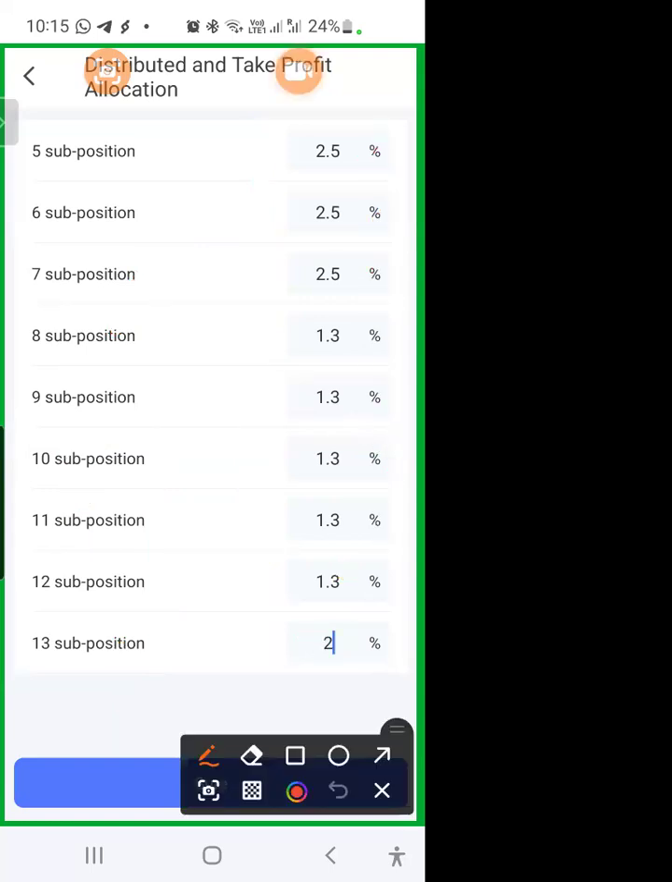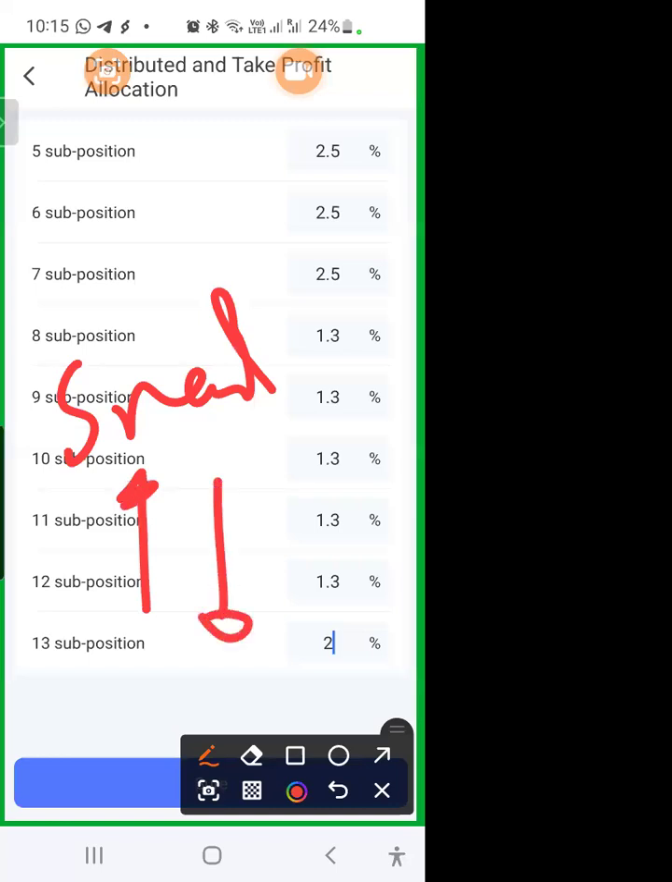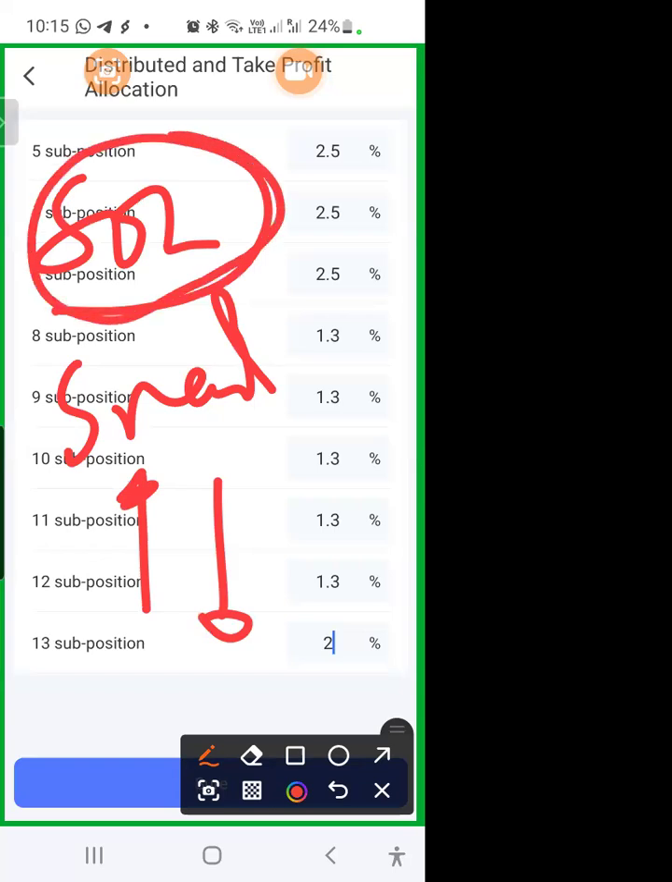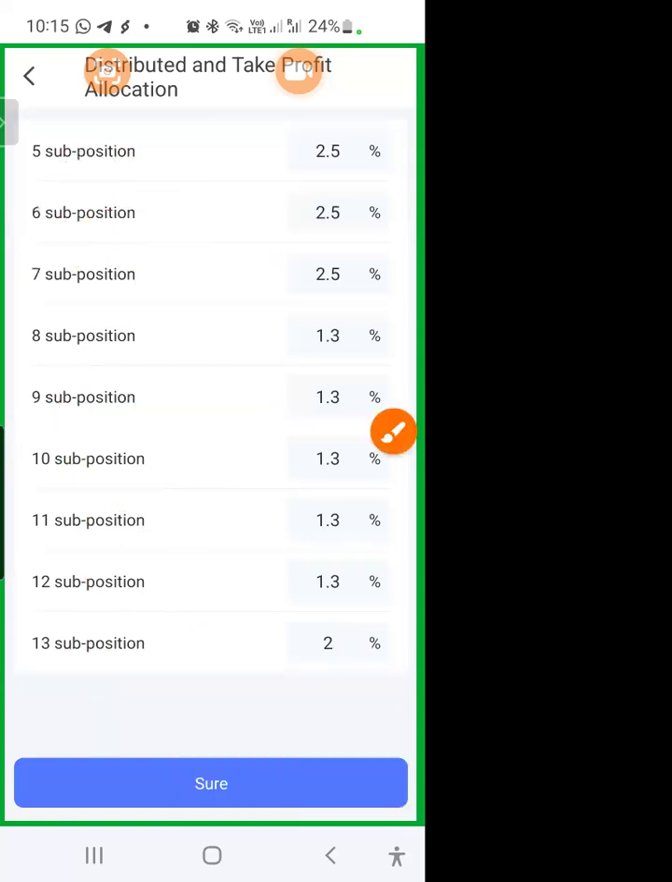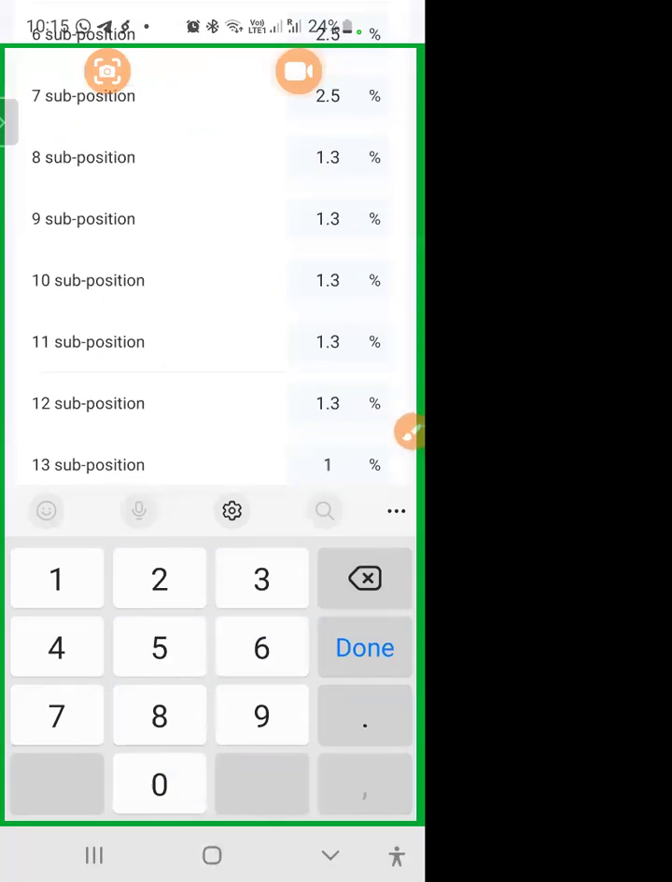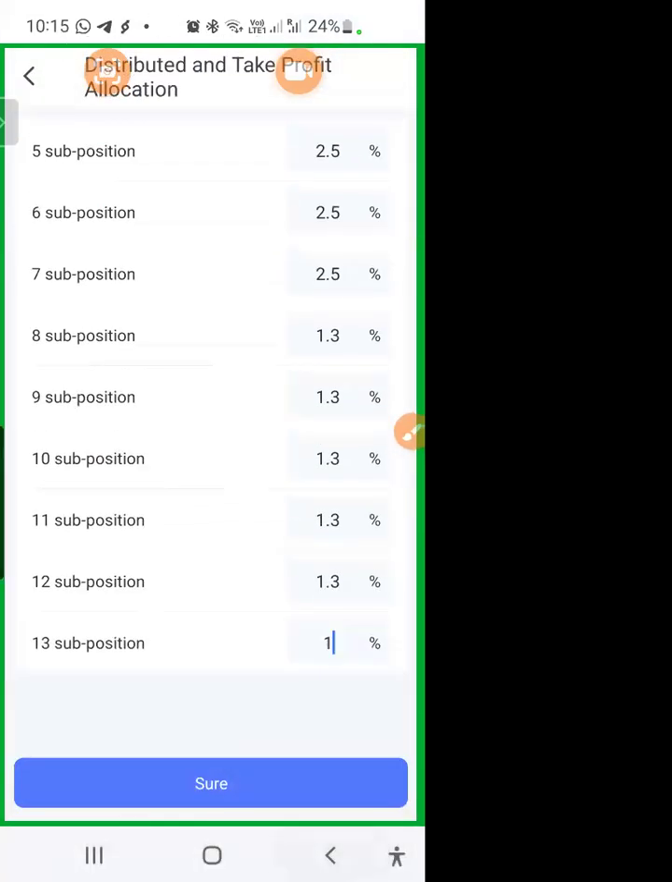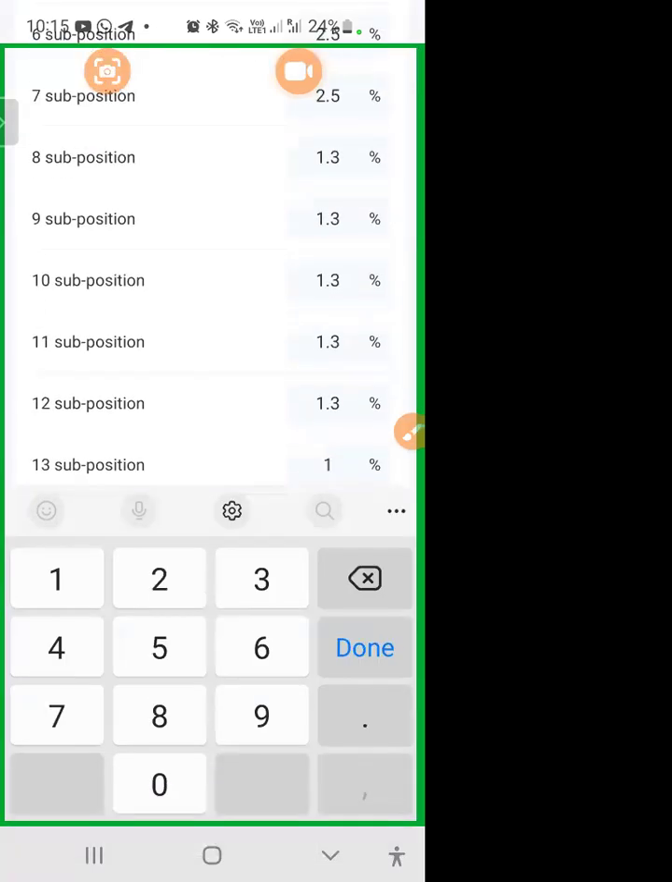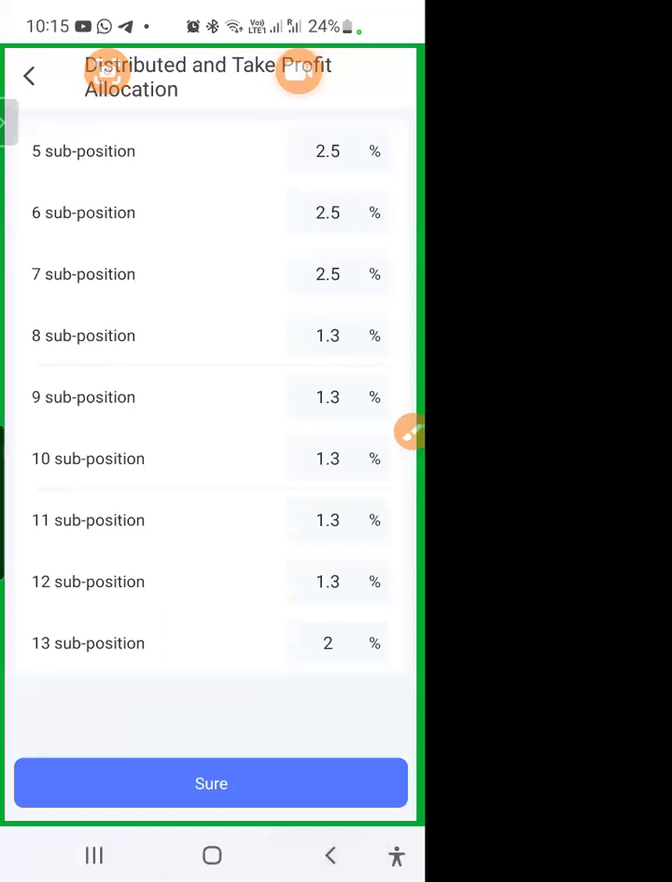But if the coin's volatility is like that of a snail, moving up so small and coming down so small, take an example of a coin like SOL. This coin doesn't go up very fast, and it doesn't go down very fast. With this one, the best advice would be to set at least 1% here, because the more you increase the take profit for the sub position here, the more time you are going to stay in the market.